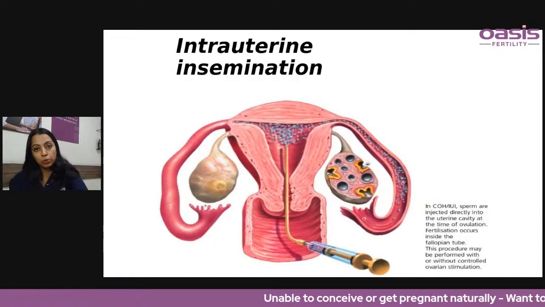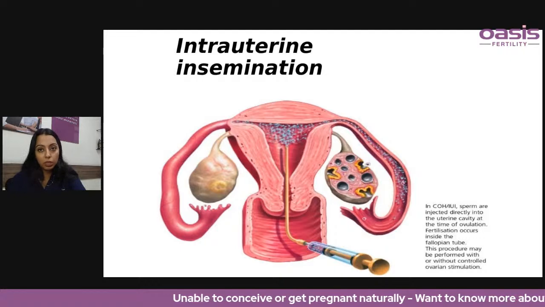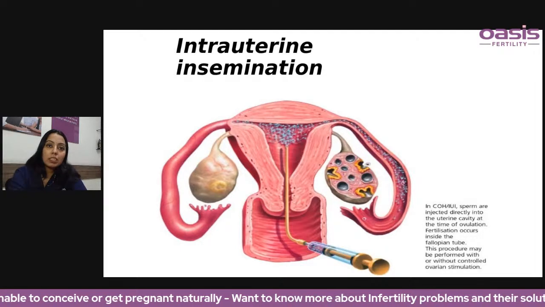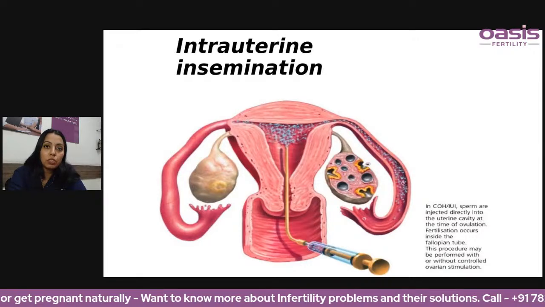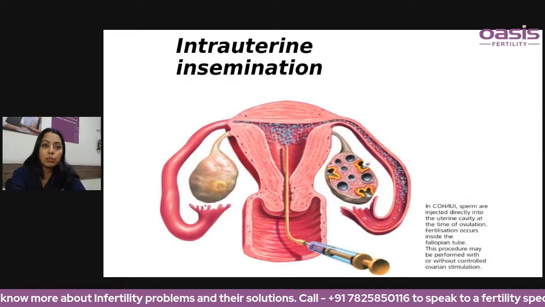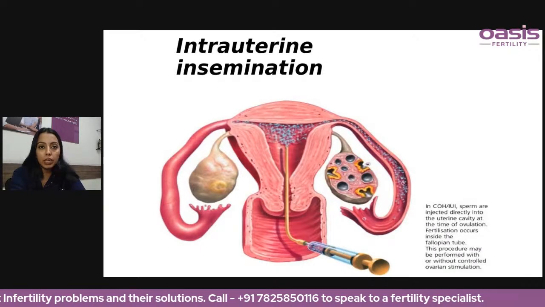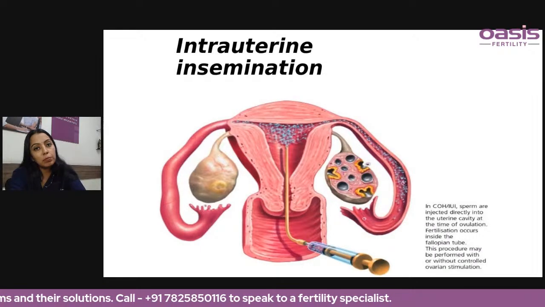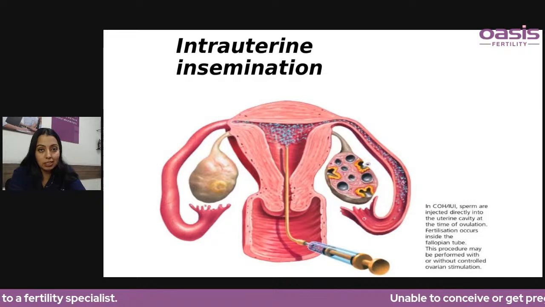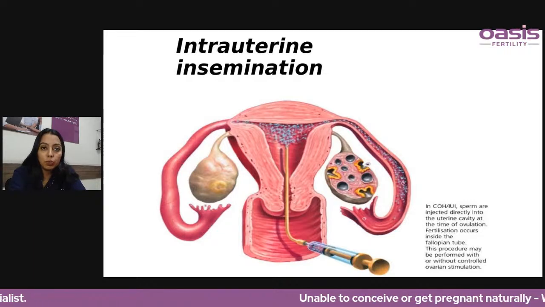Now, for those viewers who don't know what an IUI is, IUI basically involves the patient being stimulated, usually using tablets or drugs and injections, and we try to get about 2 to 3 follicles ready. The patient is monitored with the help of ultrasound scans, and once the follicles are about 18 to 20 millimeters in size, we give an injection for their release.